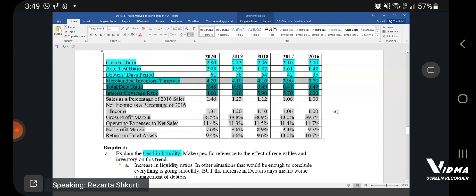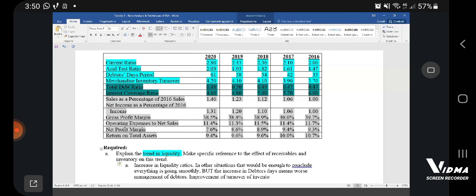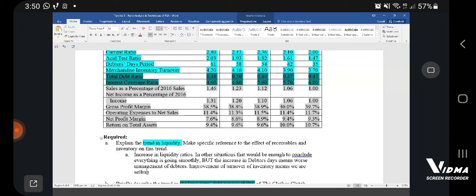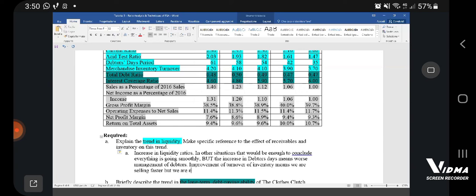So you are selling more, and this is obvious because the turnover of the inventory is increasing. You are selling faster, you are keeping the inventory for shorter periods in your company, but you are not able to collect the money fast enough. Is that understandable? So, it means worse management of debtors. Improvement. Okay, we may say that.